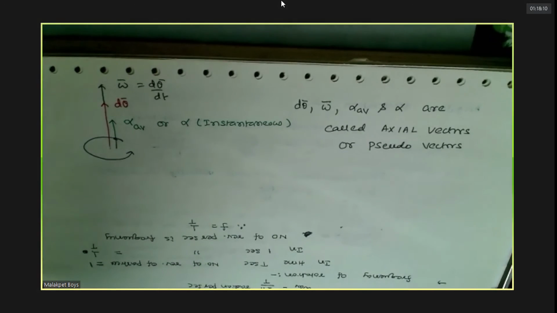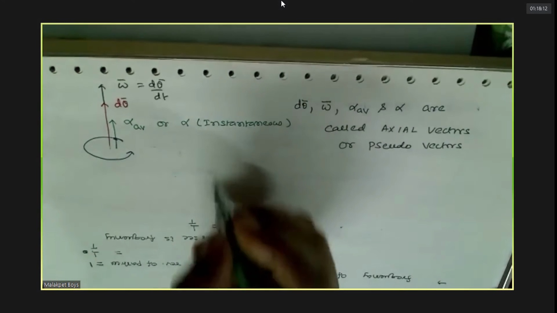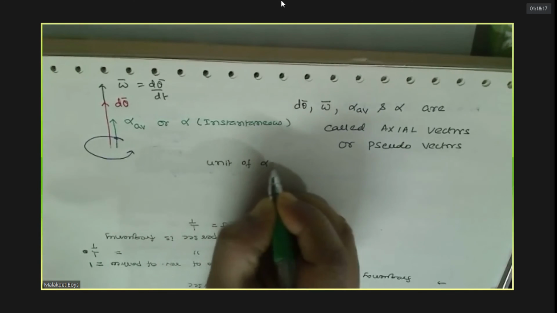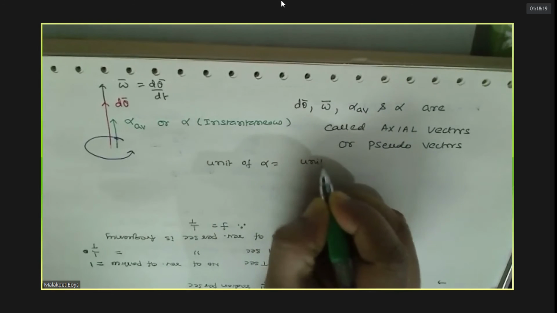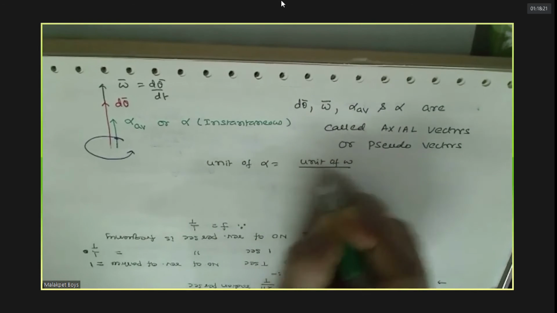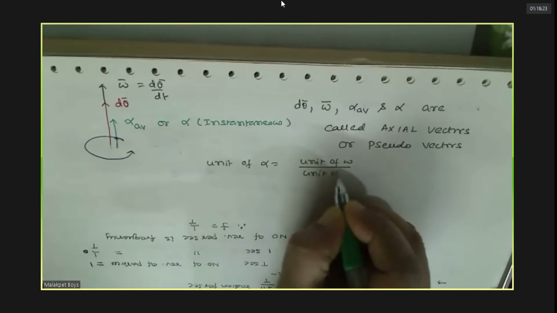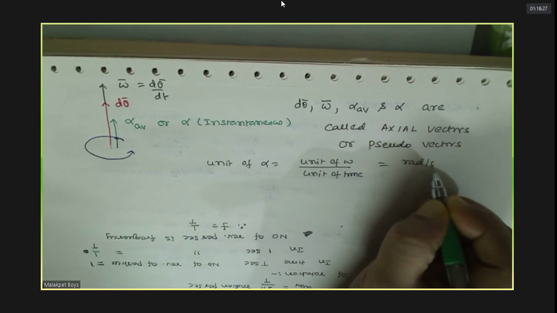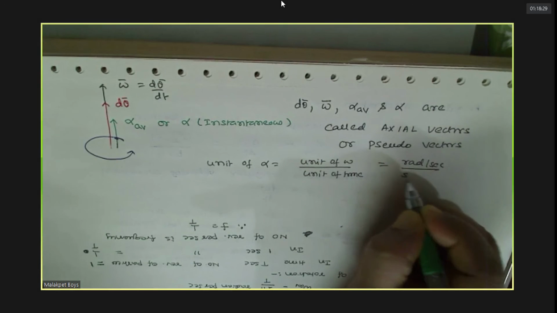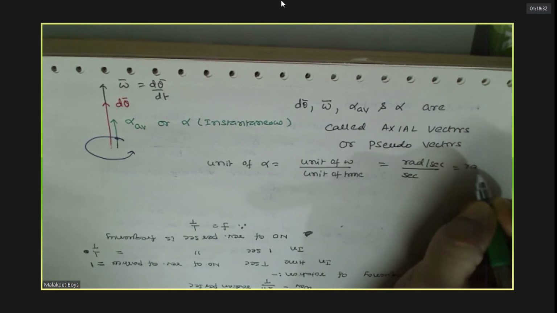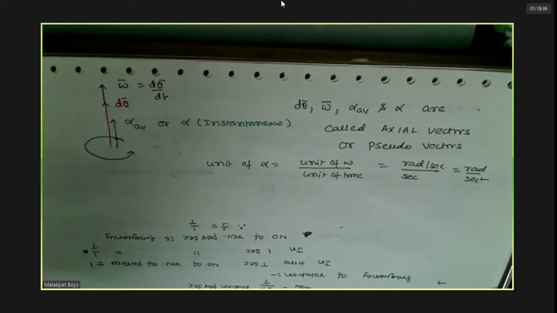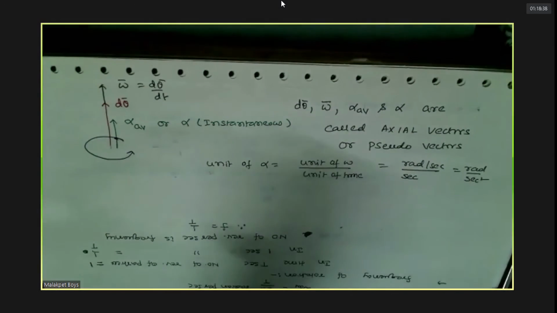So they are called pseudo vectors. Understood this? Clear? So what is the unit of alpha? It is nothing but unit of omega by unit of time. Agreed? Unit of omega is how much? Radian per second. This is again second. So you have radian per second square. Understood it? Clear? Next, what is the other thing?